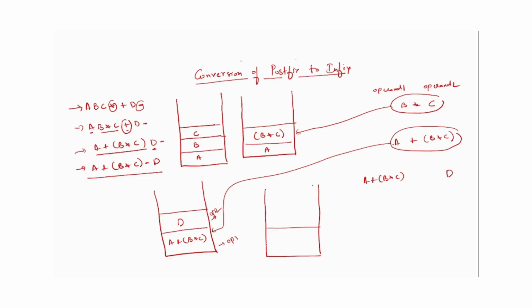I have A plus B star C as operand 1 and D as operand 2. Therefore I have to put an operator, so I will insert minus here, because that is the last operator. So I'll say here A plus B star C minus D. Once I do that, I push this expression onto the top of the stack.